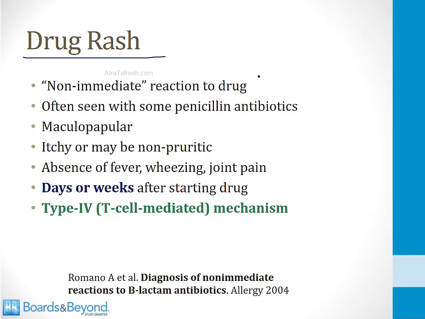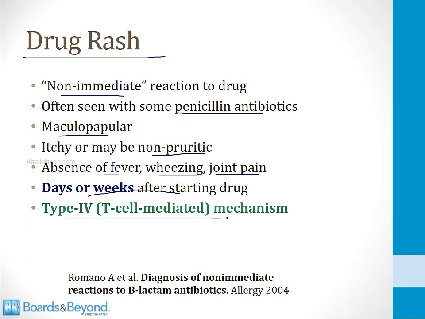But many other patients have a delayed development of a drug rash. This is called a non-immediate reaction to the drug. It's best described with some penicillin antibiotics. These patients develop a rash days or weeks after starting the drug. The rash is maculopapular. Sometimes it's itchy, but it can also be not itchy. And there are no signs of systemic symptoms or systemic reaction to the drug, things like fever or wheezing or joint pain. So what these patients are having is a type 4 T-cell mediated hypersensitivity reaction to the drug.